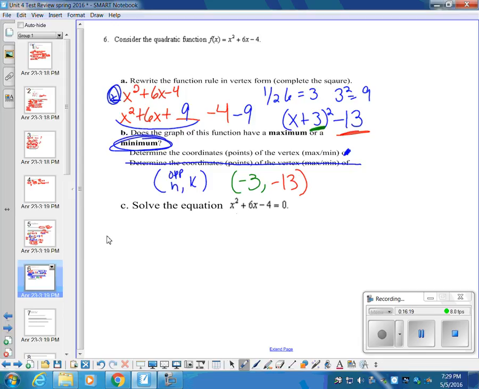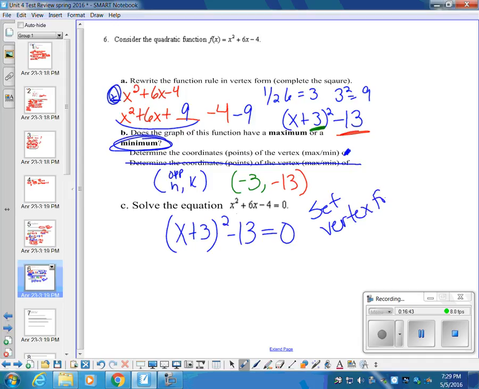Now, solve this equation: x squared plus 6x minus 4 equals 0. You can't factor it. You could do the quadratic formula here, but we can also just take x plus 3 squared minus 13. So set our vertex form equal to 0 and solve for x.